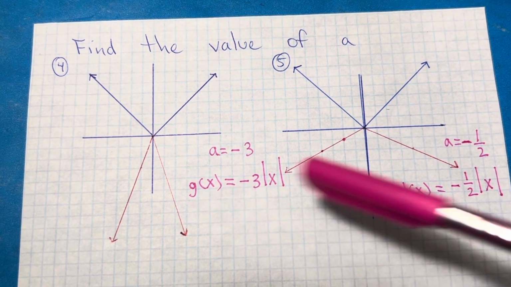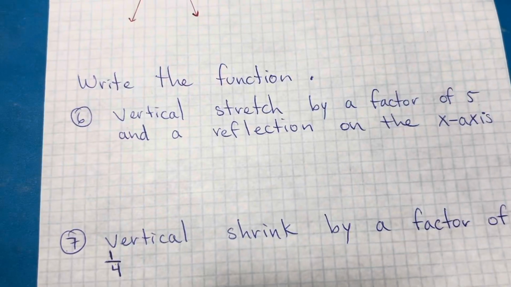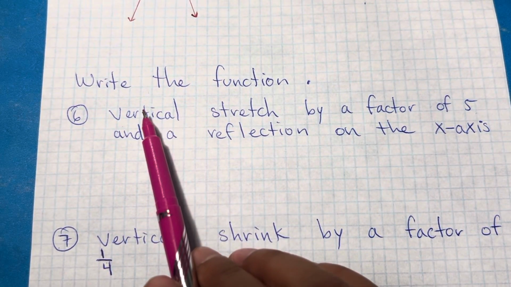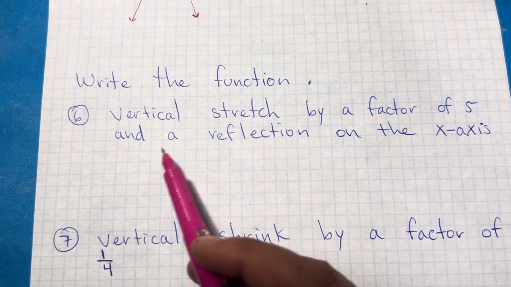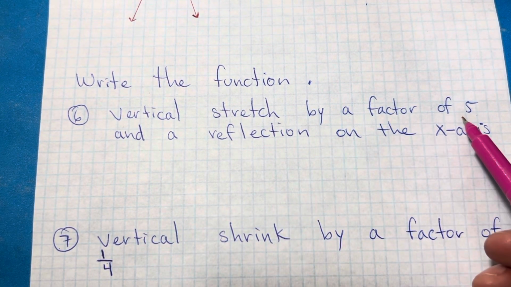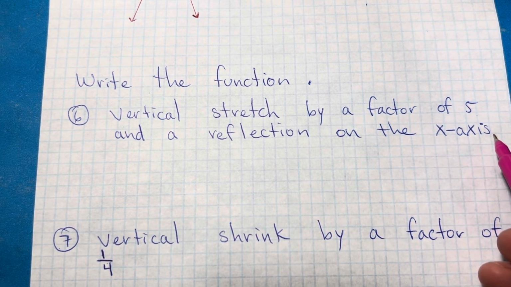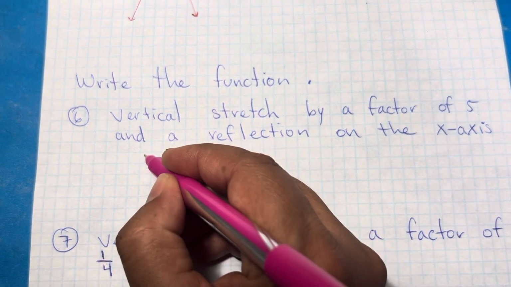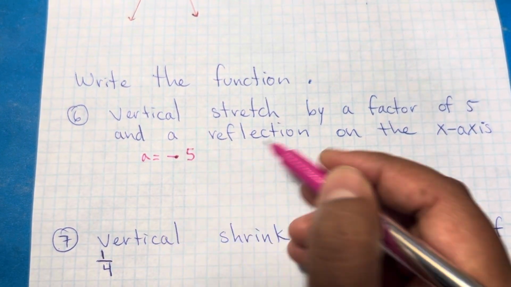So you might be asked to write either the value or the entire function from a graph, but also sometimes they give you the descriptions and you have to come up with the function. A vertical stretch by a factor of 5 and a reflection on the x-axis. So when there is a reflection, you know that a is going to be negative, and a factor of 5, that means it's a whole number.